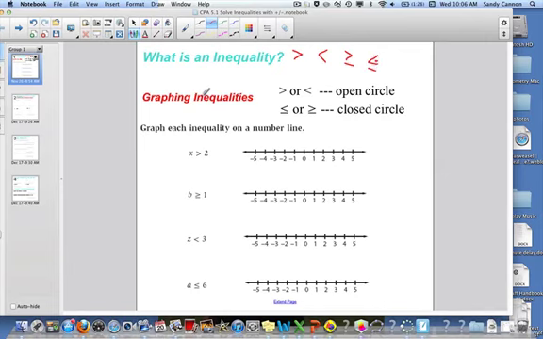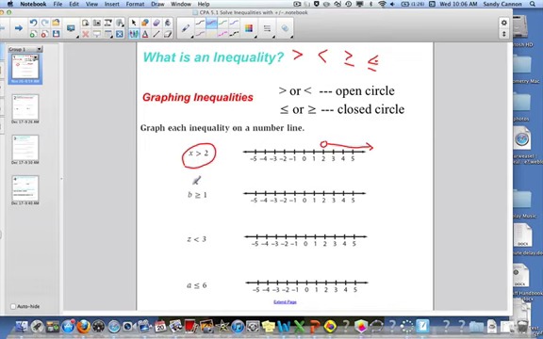Okay? To graph inequalities, the thing you need to remember is the open circle is when you have a less than or a greater than. The open circle actually means that the point that you're on is not included. So if I have x is greater than 2, I'm going to go to 2 on my number line, and I'm going to put an open dot there. Now x has to be greater than that. If I go this way, that's greater on your number line. Okay? And so that's how you would graph this one.